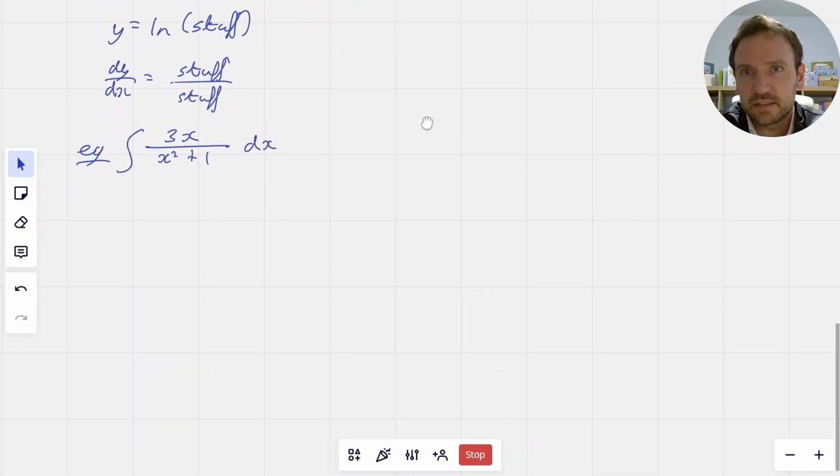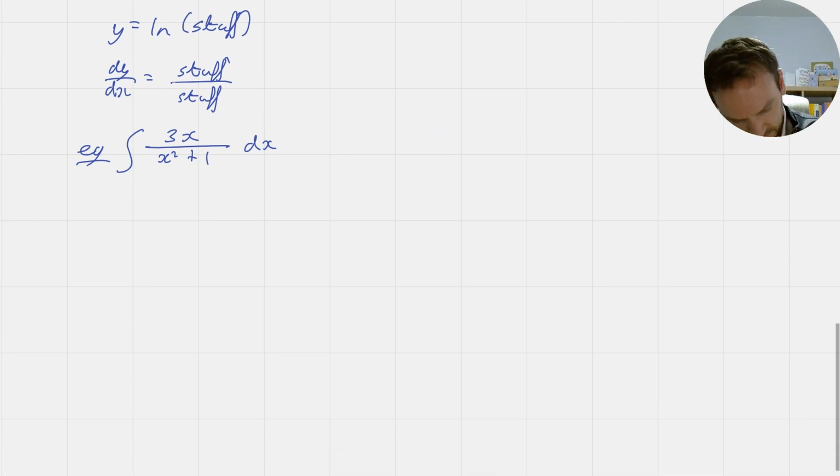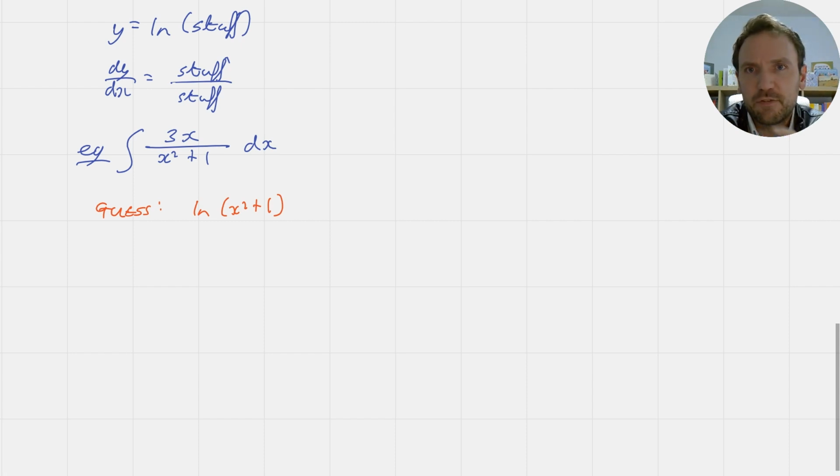So let's try guessing. Our stuff on the denominator is x squared plus 1. So let's try guessing here ln of x squared plus 1. So if we make that our guess here, depending on how much work you've done with natural logs, you might want to put a modulus sign around the x squared plus 1. I'm not going to worry about it in this video, but if you're thinking I should have a modulus around that x squared plus 1, you're right. In an A-level exam, you are going to want to do that, but I'm not going to worry about that just now.